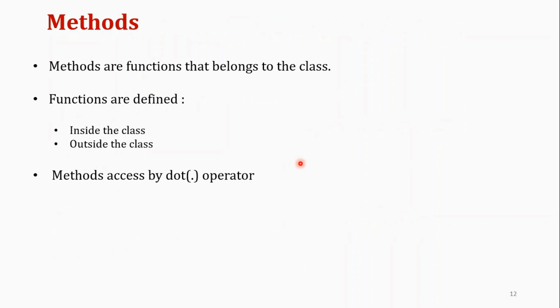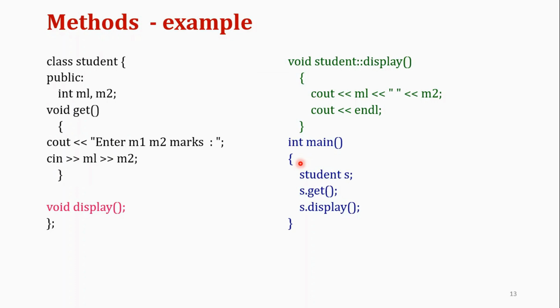So next is methods. Methods are functions inside the class. How is it defined? We can define a function inside the class or outside the class. If you're defining a function inside the class, you can define it as it is, no issues. If you're defining the function outside the class, you can use the scope resolution operator. So let us see how it works.